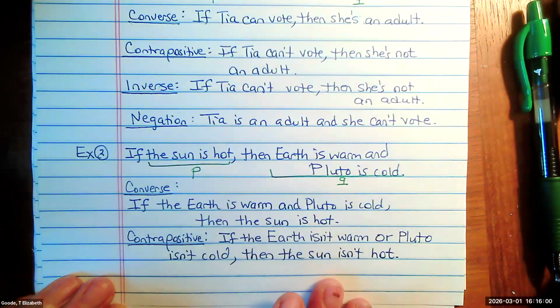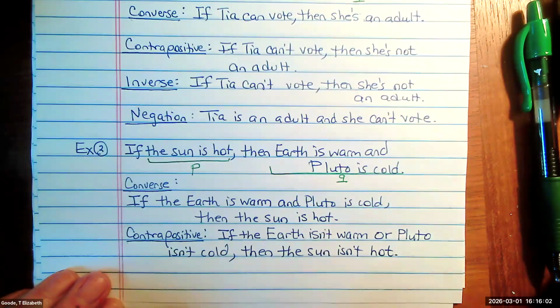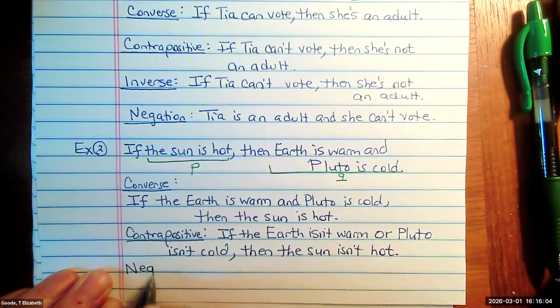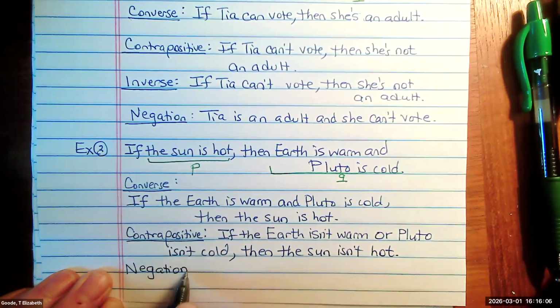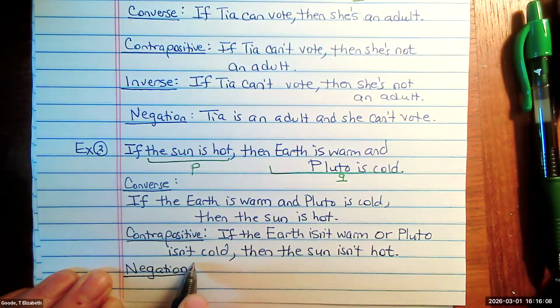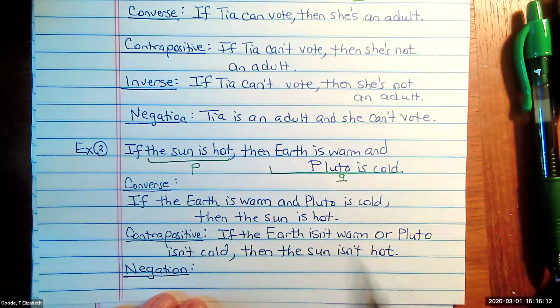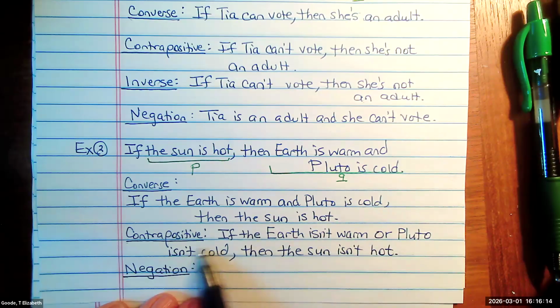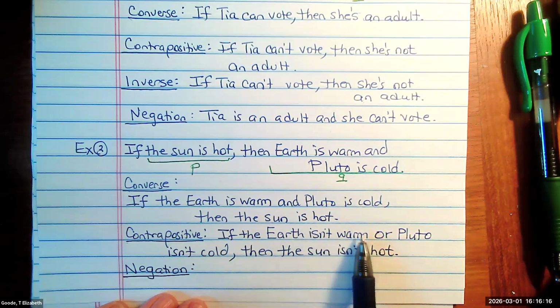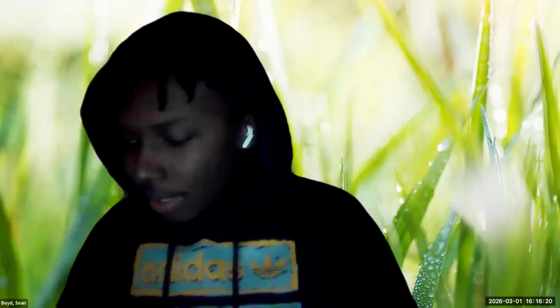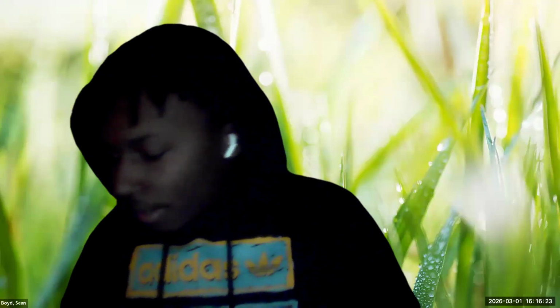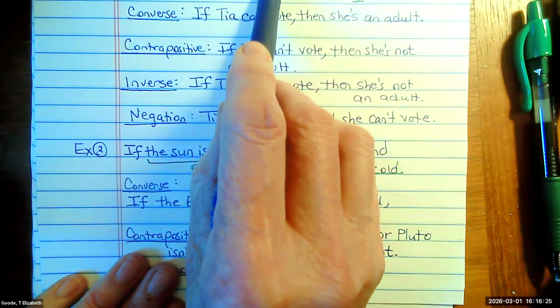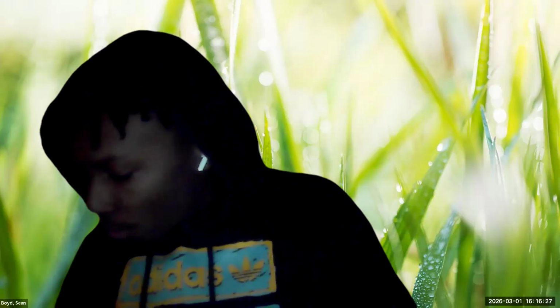I'm going to skip the inverse. Let's just go right to the negation. I bet you can do the inverse. If you can write the contrapositive, you can write the inverse because you just switch these two components, but they have the same structure. So what is the negation? The sun isn't hot, then the Earth isn't warm or Pluto isn't cold.